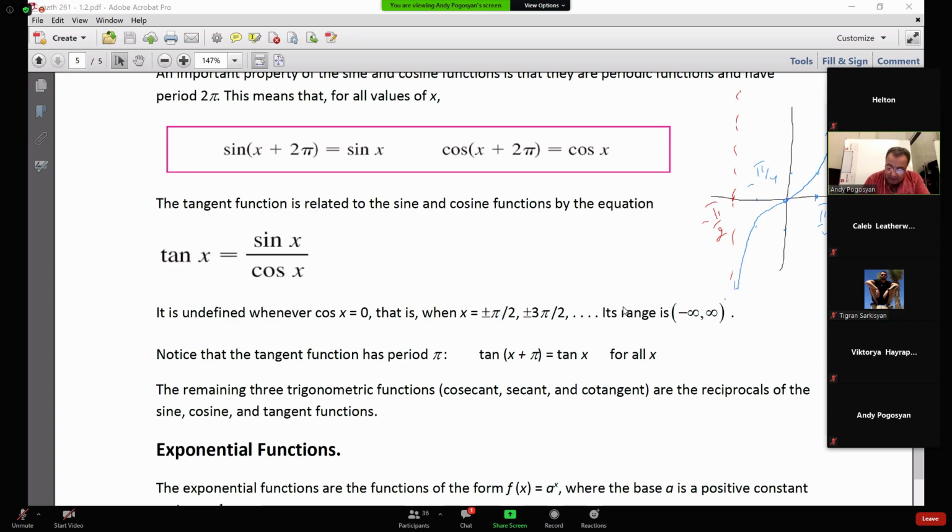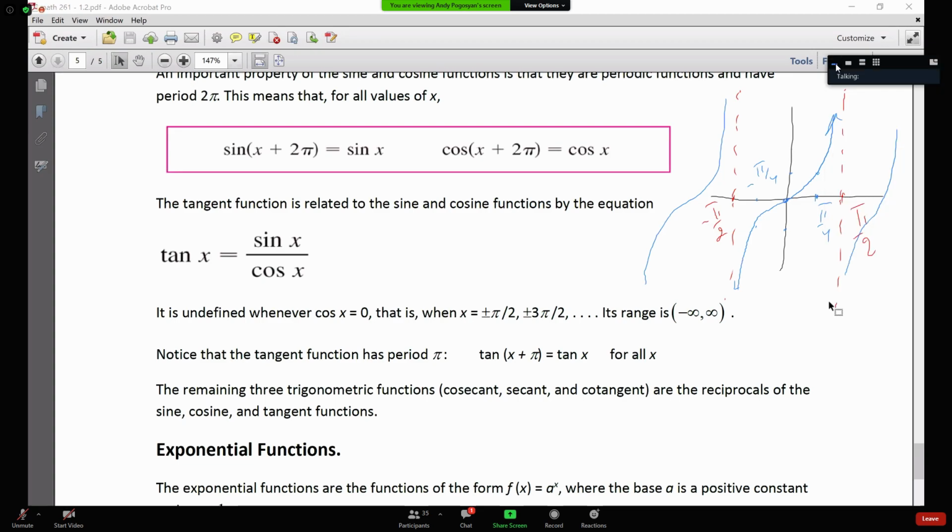Now if you graph it to the right, we'll have this type of shape. To the left will be something like this, and you can continue. So tangent is also a periodic function. The period for tangent is pi. So tangent of x plus pi is tangent x for all x in the domain of the function.